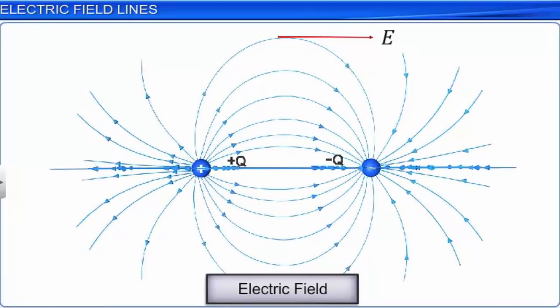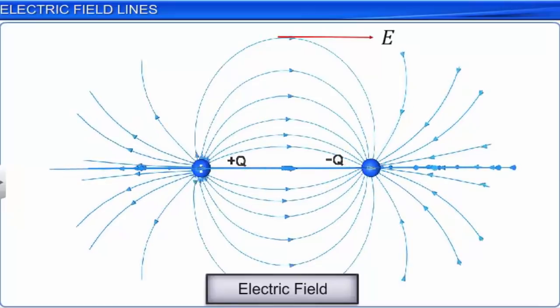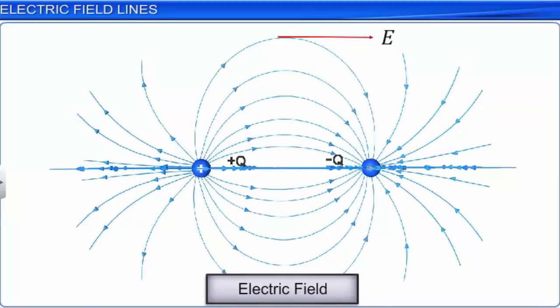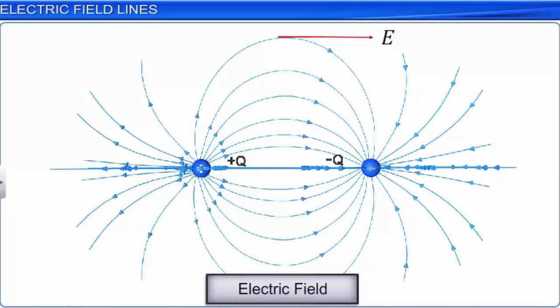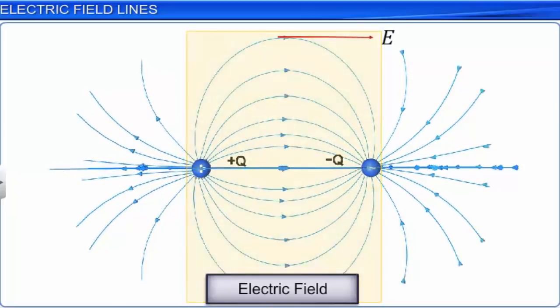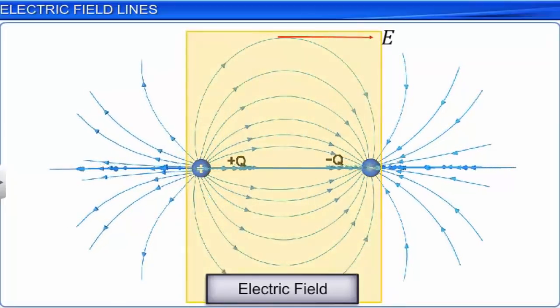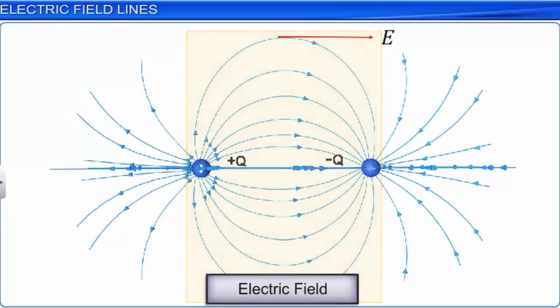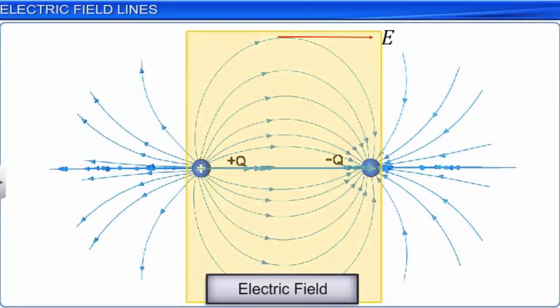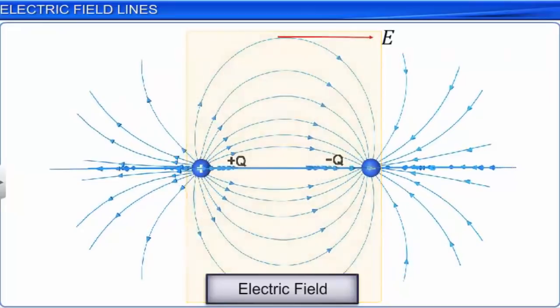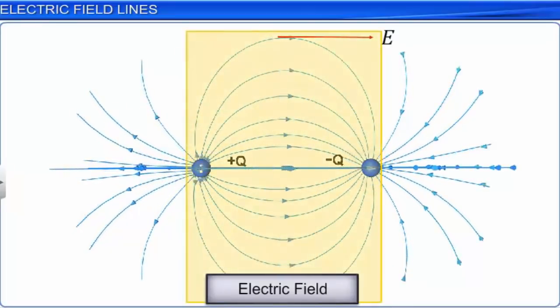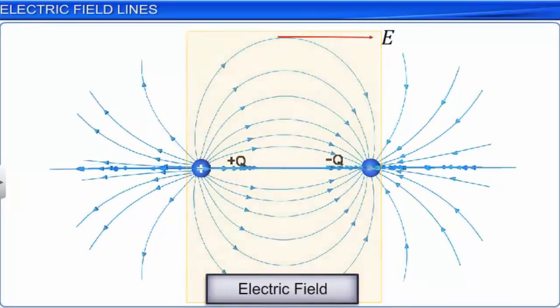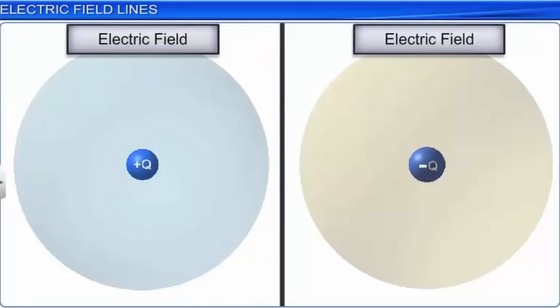For the electric field created by a system of positive and negative charges, the field lines begin at the positive charge and end at the negative charge, since the field lines diverge normally from a positive charge and converge normally at the negative charge. For a single charge, they may start or end at infinity.